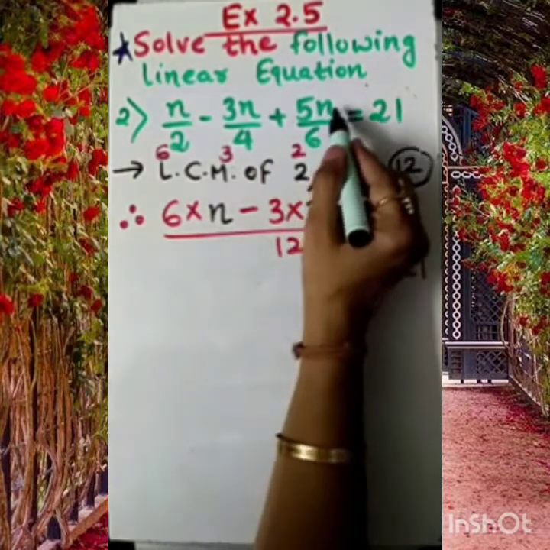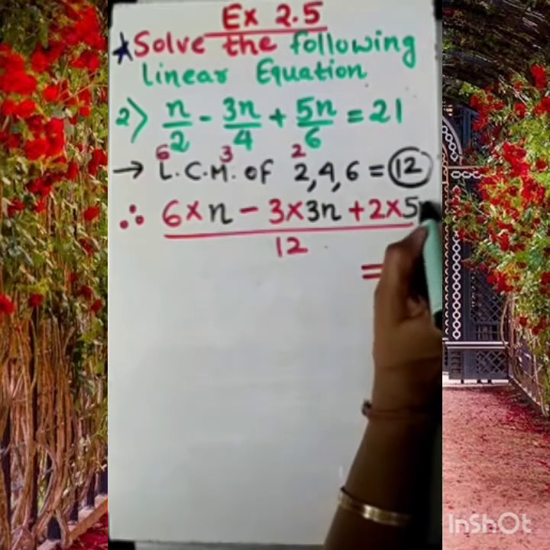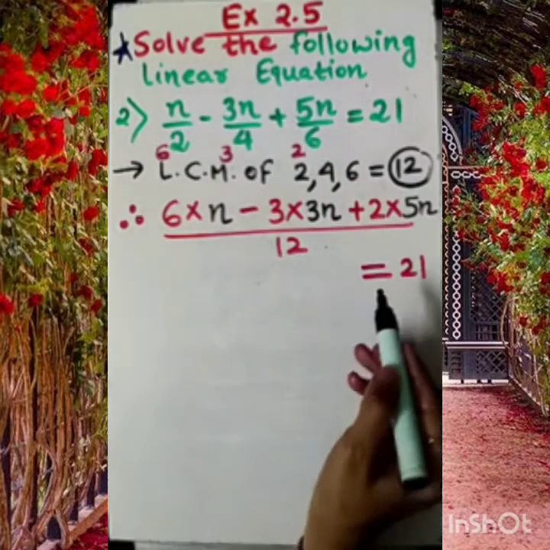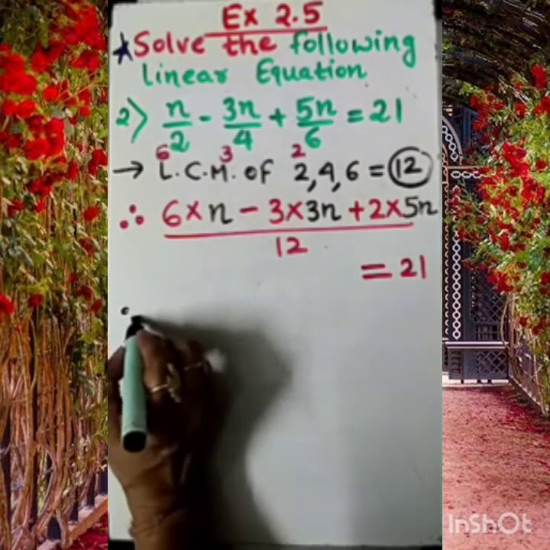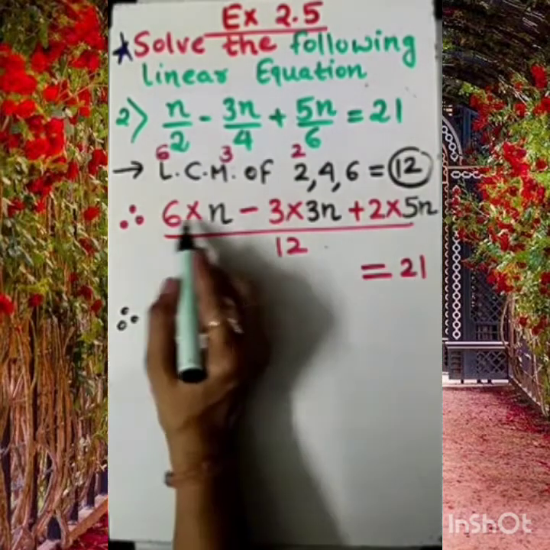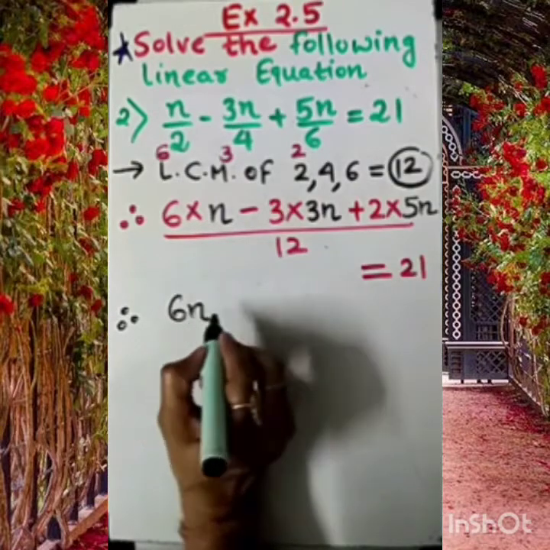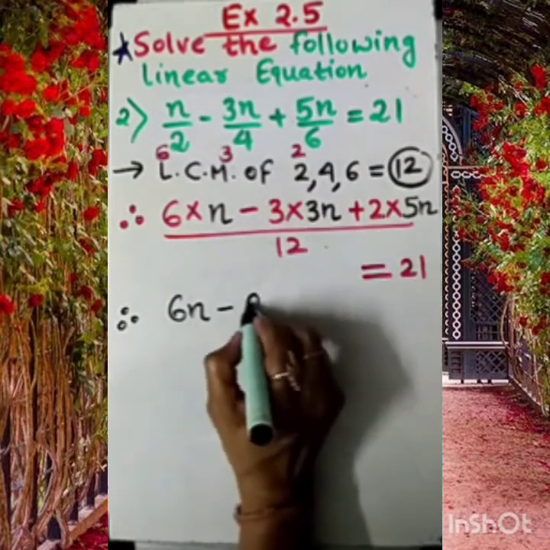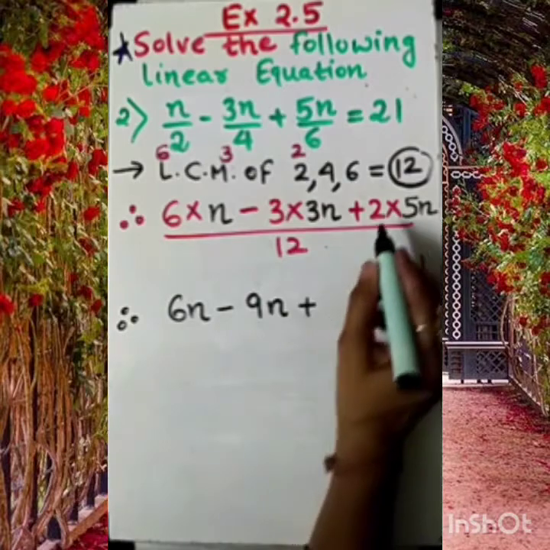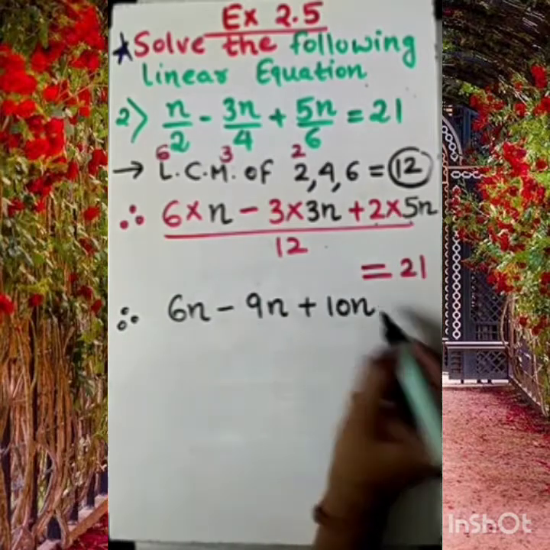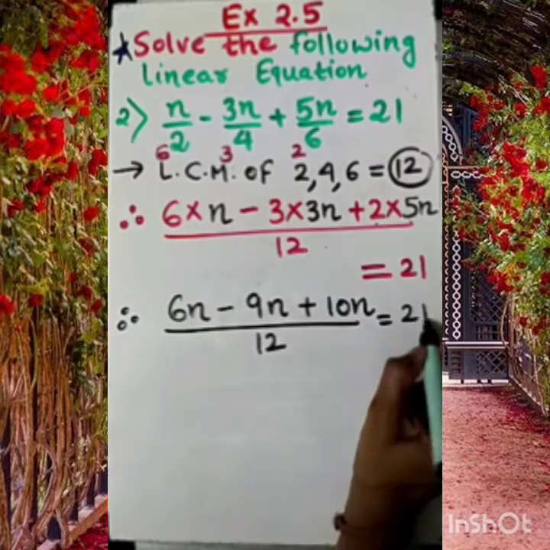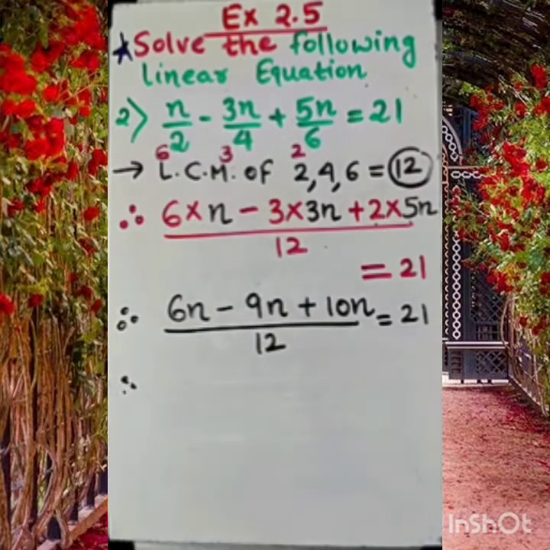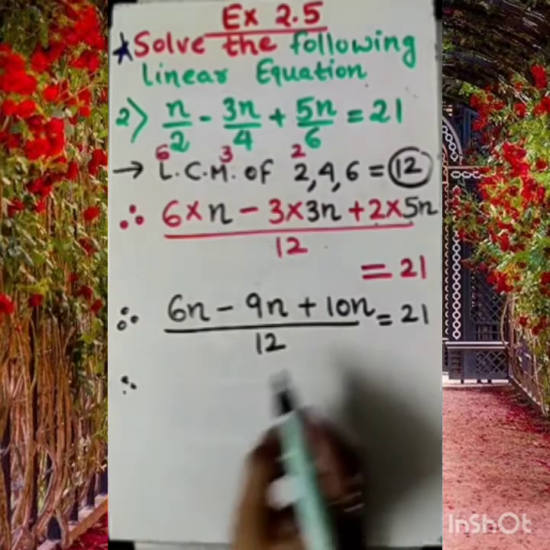2 into 5 into n, that is 5n here, and that is equal to 21. So dear student, therefore 6 into n is 6n, minus 3 3s are 9n, 2 5s are 10n, upon 12 LCM equal to 21. So how to simplify the numerator? Just look at your screen and see.